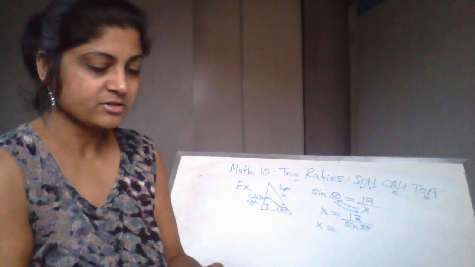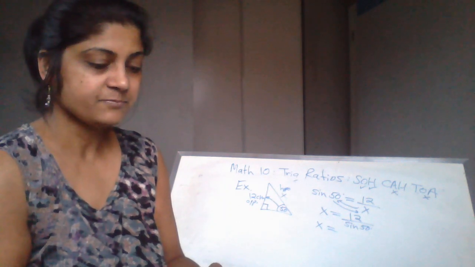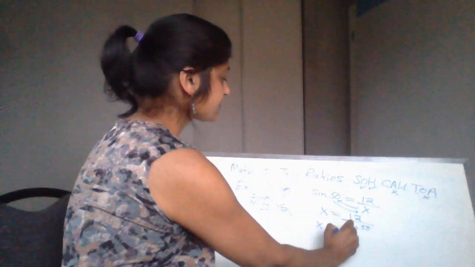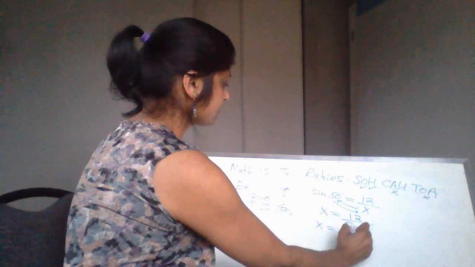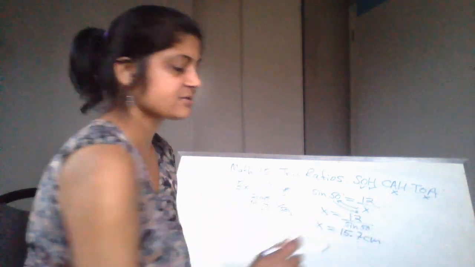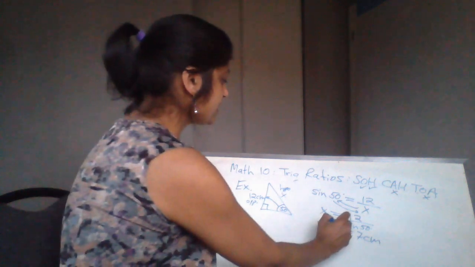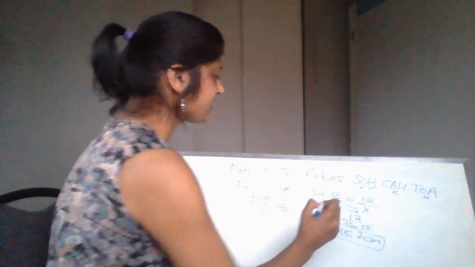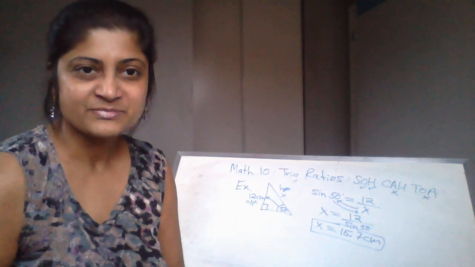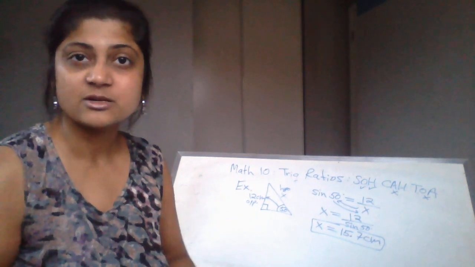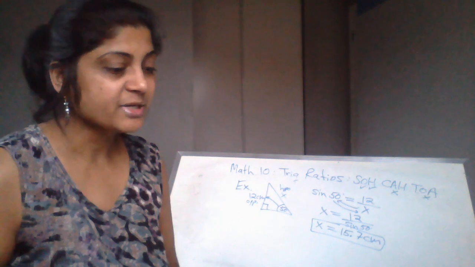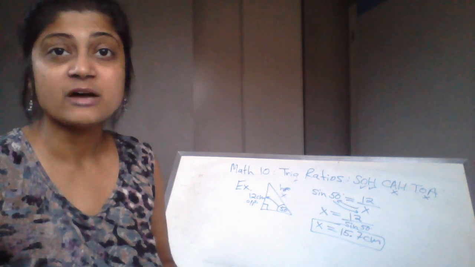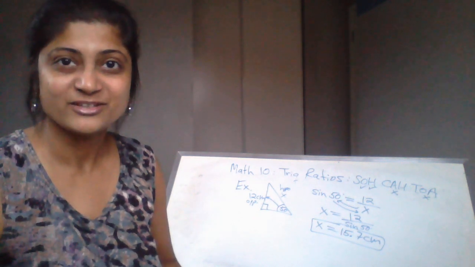So let's put it in our calculator, divide by sine 50, and we are getting 15.7 centimeters. And this is my final answer. Again, maybe we should box our final answers so we can see that. All right, so this is the answer for this right angle triangle. That's how you use the sine ratio. Make sure you are watching whether or not you have to multiply or divide to get the final answer.